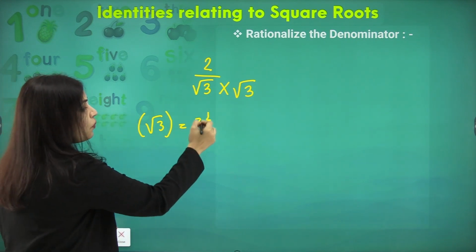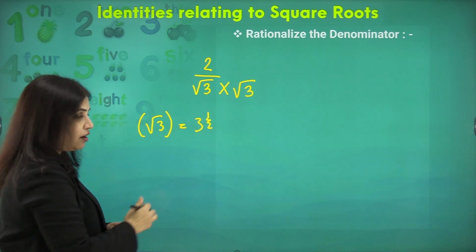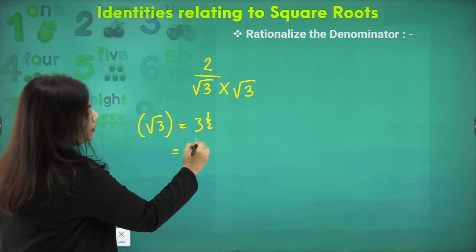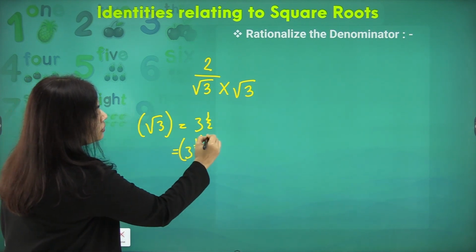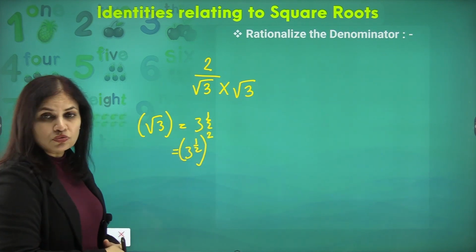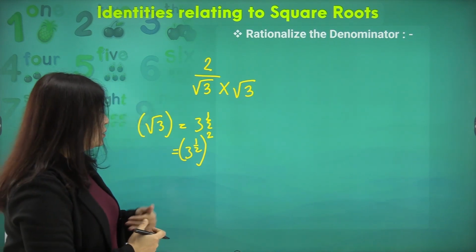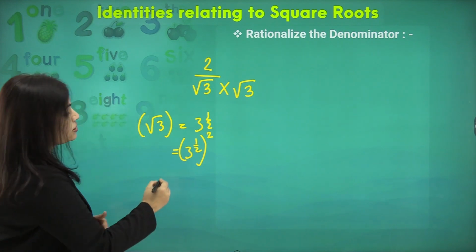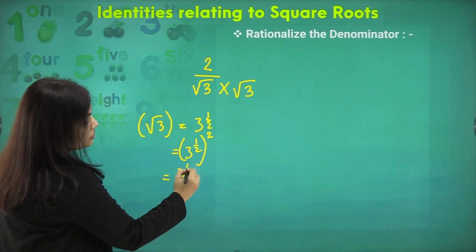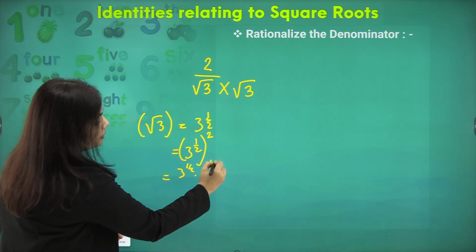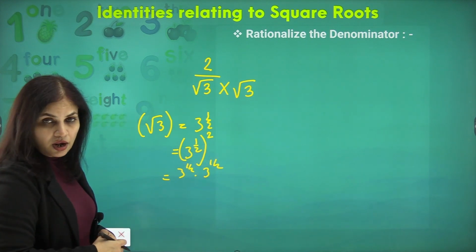Now, if I want to remove this half, what do I need to do? I need to multiply it with 2. That means I have to raise its power to 2. Raising its power to 2 means multiplying 3 raised to the power half with 3 raised to the power half.